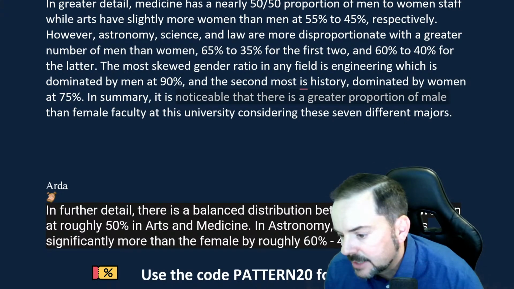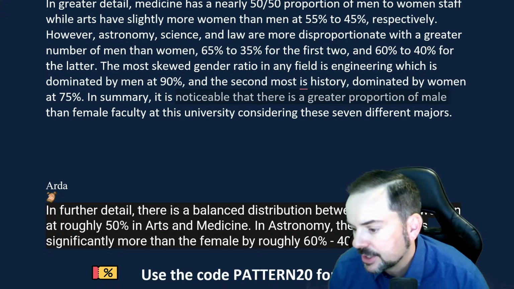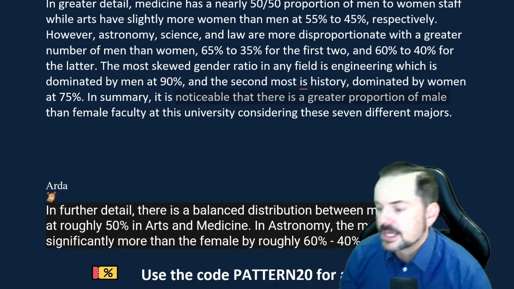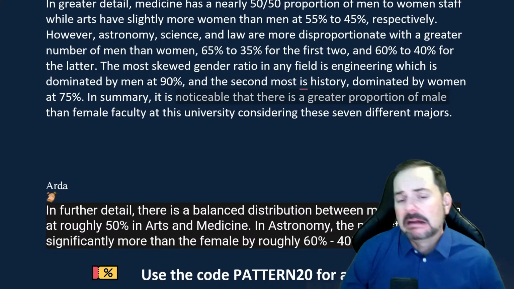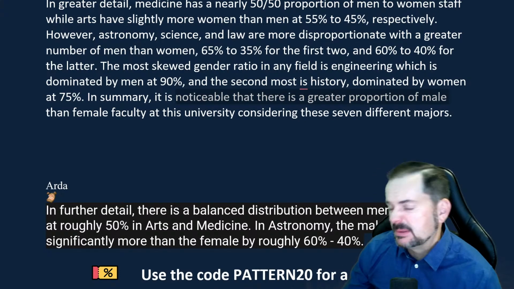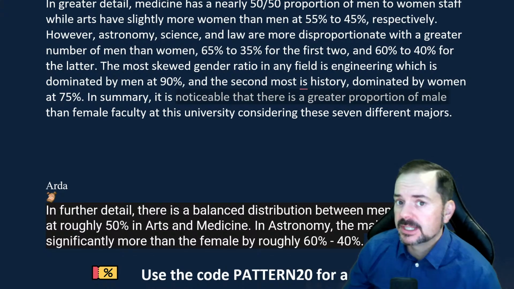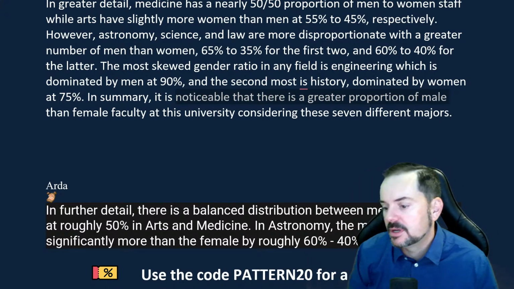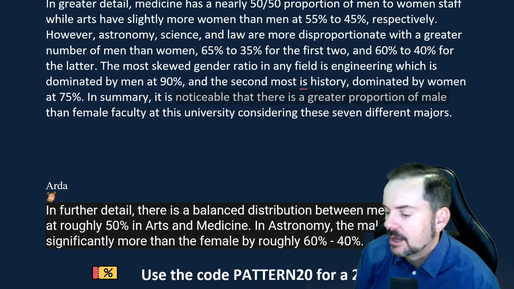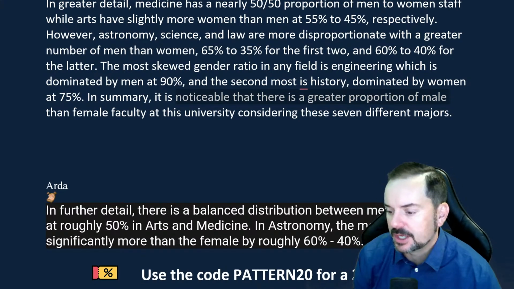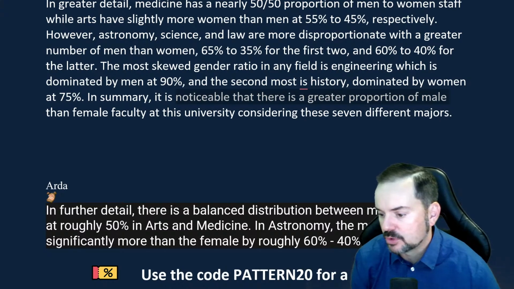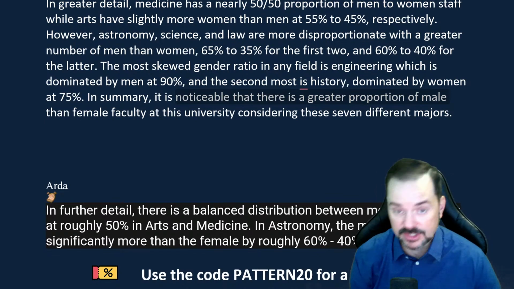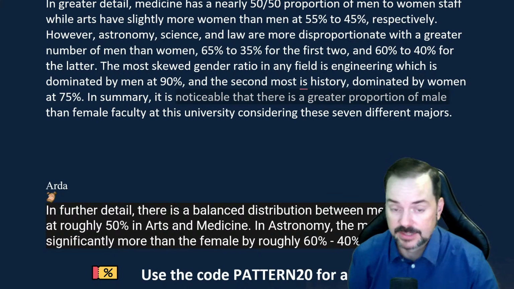Let's see. Baljit writes, summary, the gender ratio is well balanced in all faculties of different fields except engineering. I don't know, Baljit. Is it well balanced? I mean, 65 to 35%? So, I kind of agree with you, Baljit, but not completely. Zarina writes, in summary, it is apparent that male faculty is more dominant than female academic personnel in most subjects. Zarina, that works. That's good.